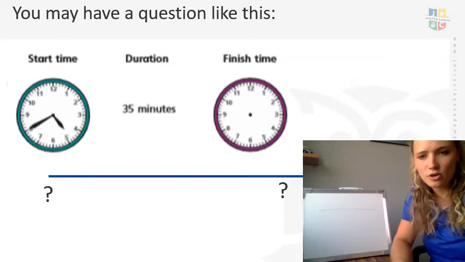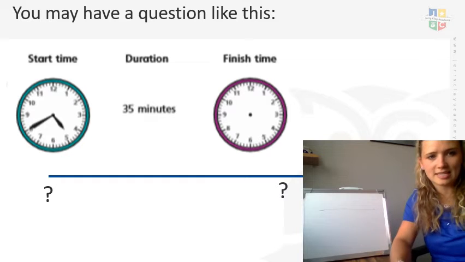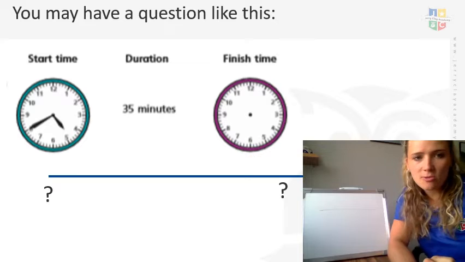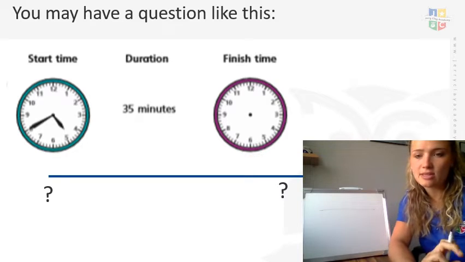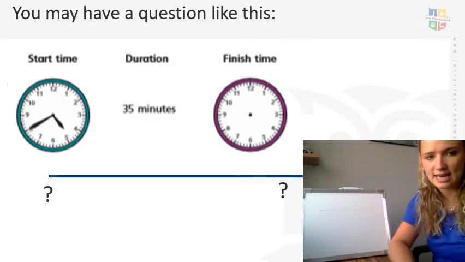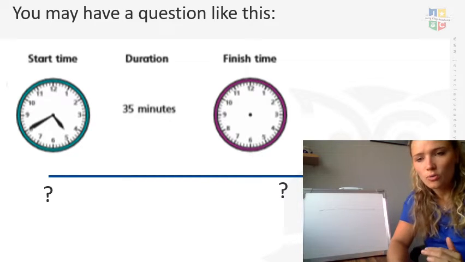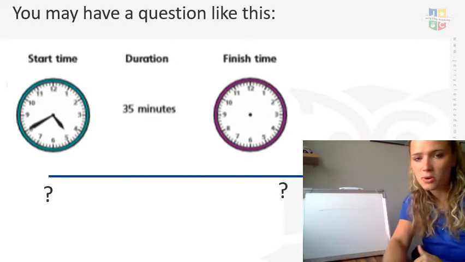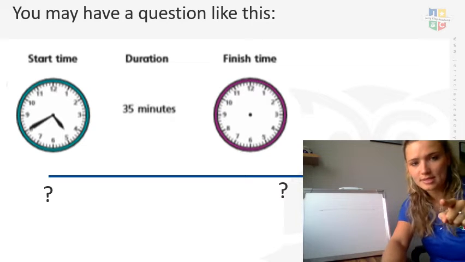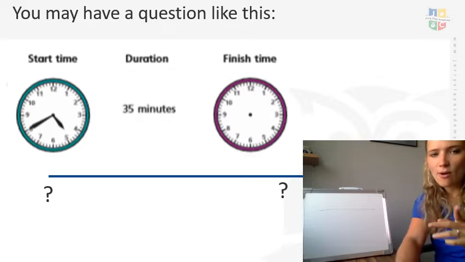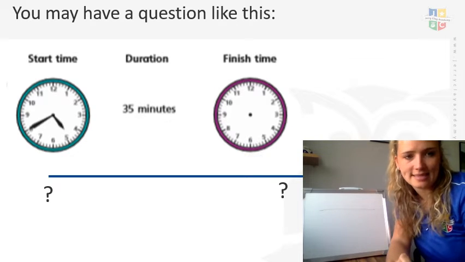So you might now have a question like this when you go to do your questions, and it says the start time, the duration and the finish time. Now in order to complete this, the first thing we need to do is look at the analog clock to see what time it starts. If we turn it into a digital clock, we can then work it out and then draw it on, or you could just add on 35 minutes from the minute hand to then draw it on. However, I would do it this way because it will make it easier.